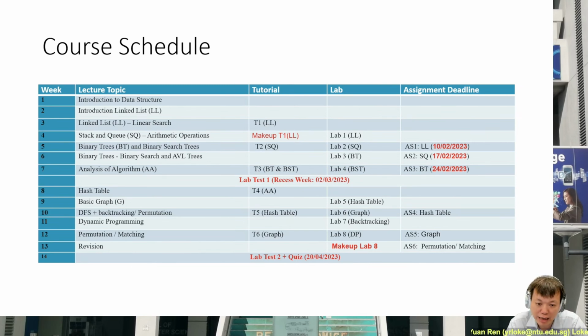Then for concepts in all the topics, linked list, stack, binary tree, hash table, graph, all kinds of dynamic programming, permutation, and matching problems, the concepts will be tested in the quiz. Then lab test 2 has 3 programming questions. It's a 2-hour test, and the format of the programming part will be similar to the coming lab test 1.